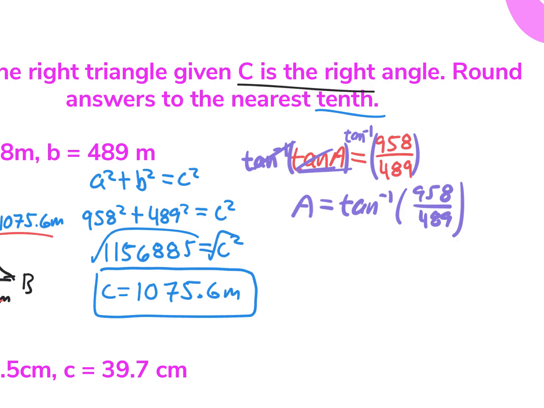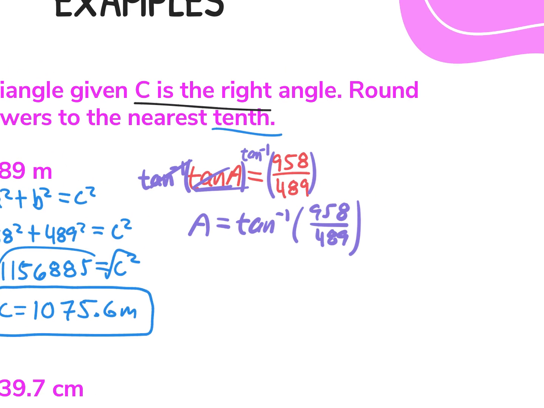Do you know how to get that on our calculators? All right, hopefully we do. If not, it's going to be second, and then after second, you're going to hit the tangent button. So second tangent, and you should immediately see the tan with the -1. And then you're going to do 958 over 489. And then again, to the nearest tenth, I think this one rounds up. It's going to be 63 degrees.